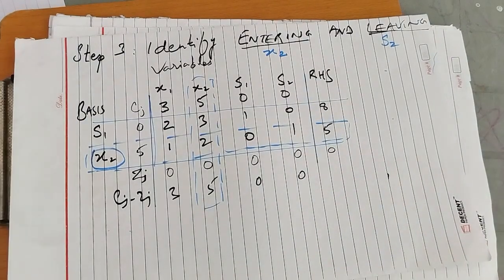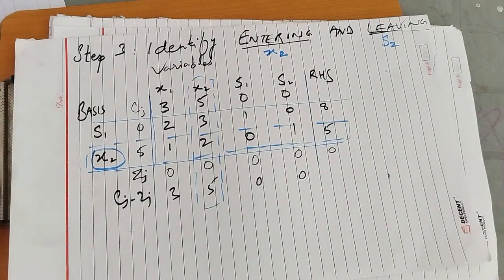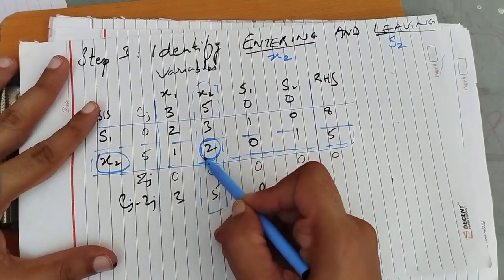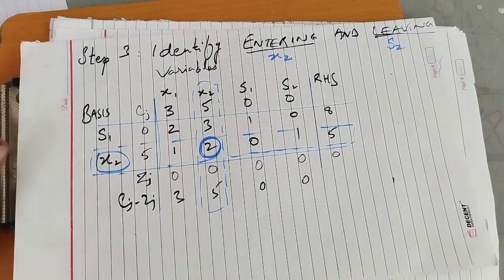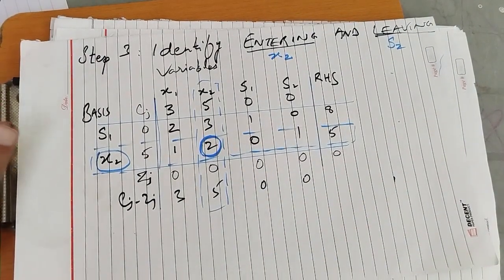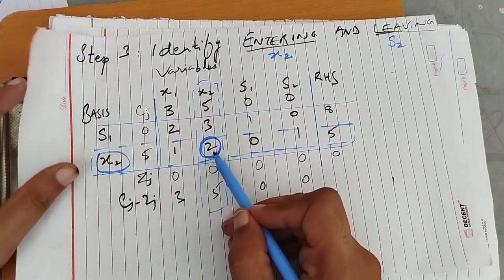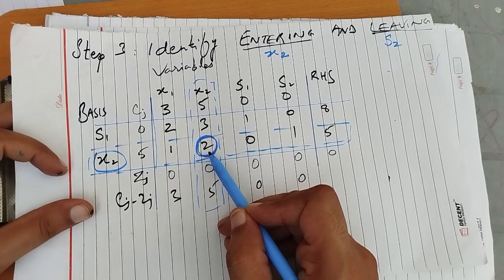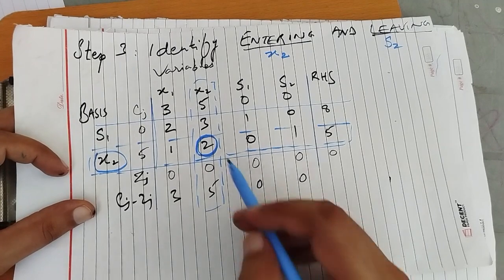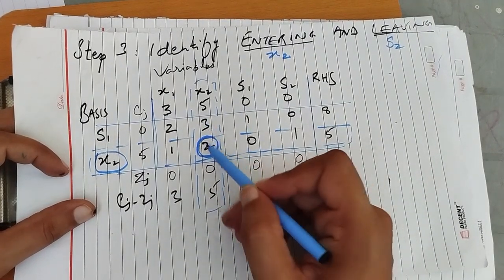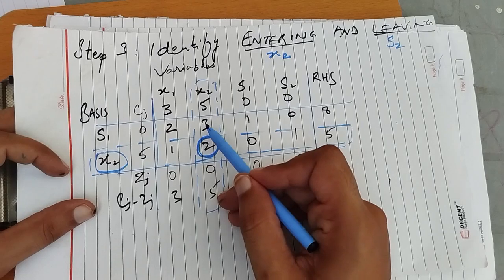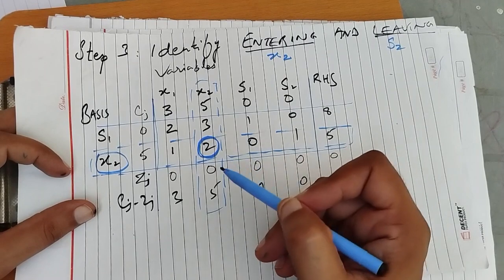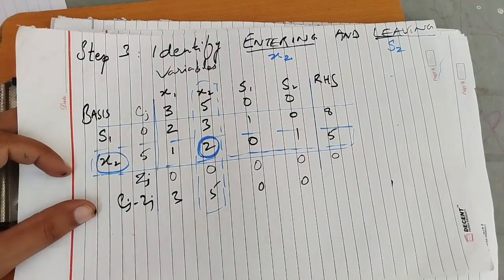Okay, so we have found the pivot element through that, and that is the 2. 2 is the pivot element we had. Okay, so what we have to do, we have to make this pivot element into 1, and the remaining into 0. The remaining elements in the particular column, the coefficient has to be 0. So this we are going to do.